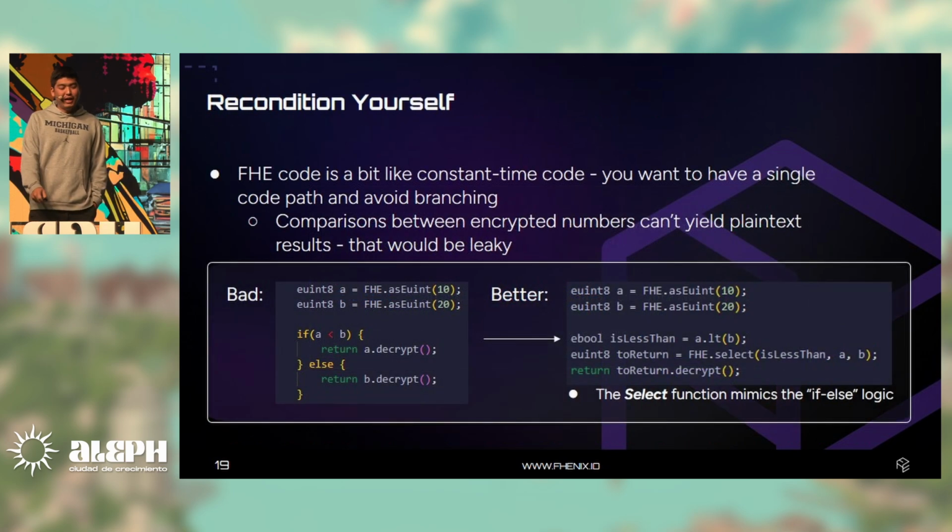Okay, so one of the trickiest parts I will say with working with FHE is that it operates like constant time code, in the sense that you don't really have classical branching. I'm sure all of us are familiar with the concept of the if-else statement. It's really programming 101, but now that's something that isn't really feasible, because of this inability to branch.